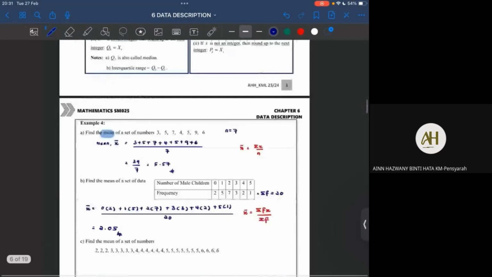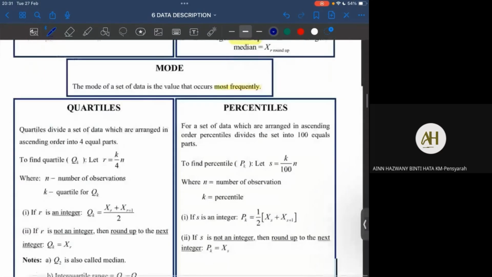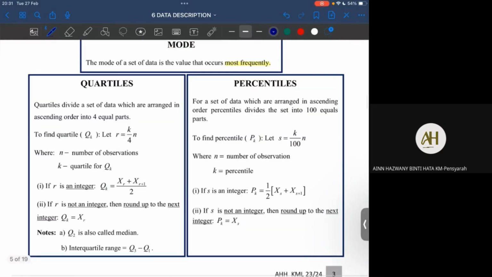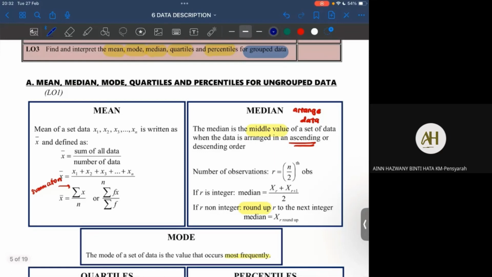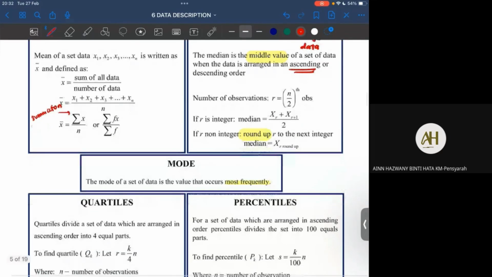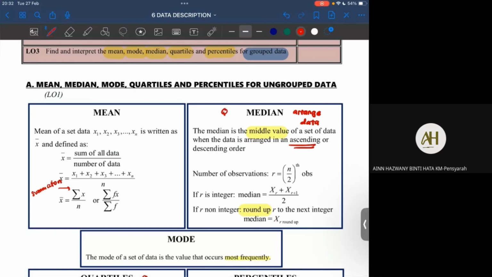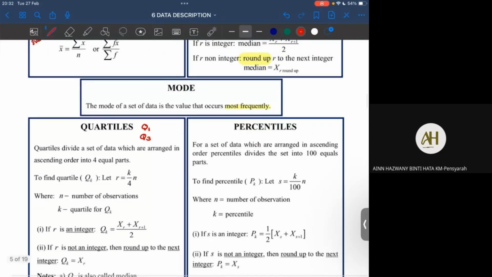Okay, done. That is the 3 measures for ungrouped data. Quartiles and percentiles are exactly the same thing as median. Speaking of quartiles, we label them as Q1 and Q3. Quartile and median are the same thing. The median is Q2. Percentile is also the same thing. What is the difference between quartiles and percentiles? For quartiles we divide our data into 4. For percentiles we divide our data into 100.